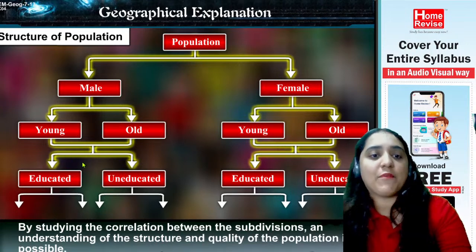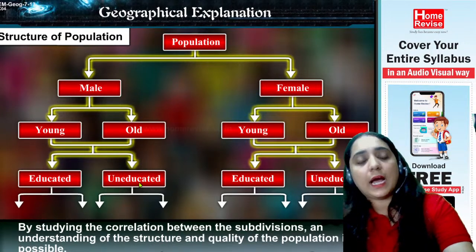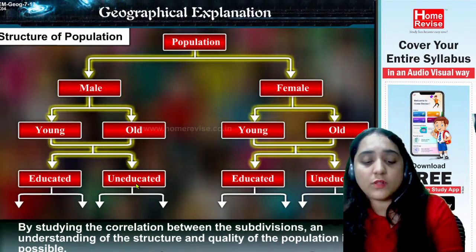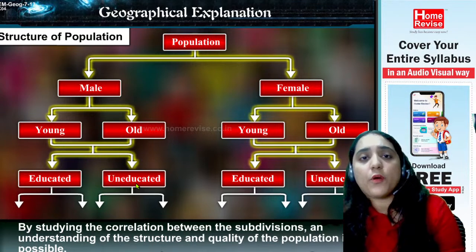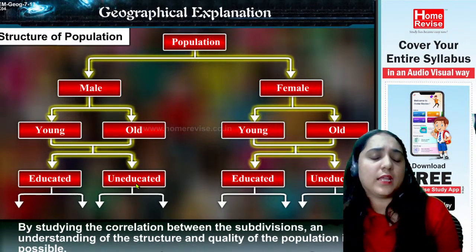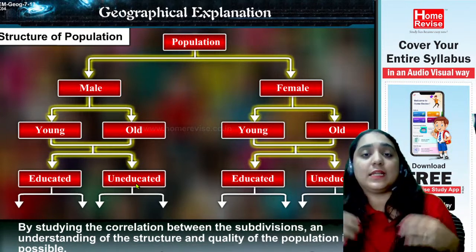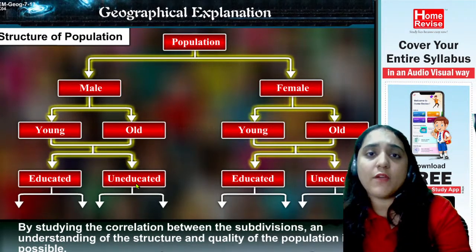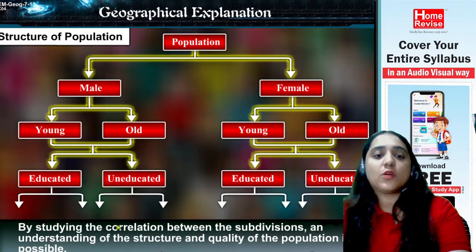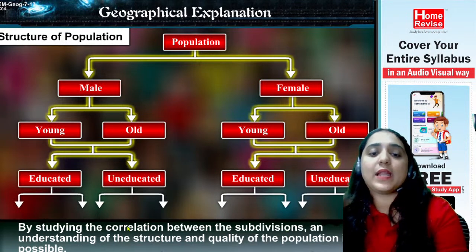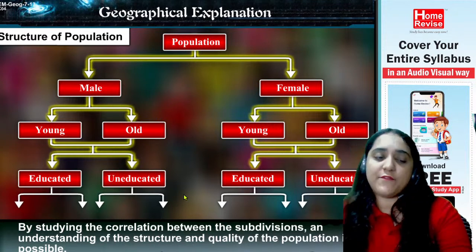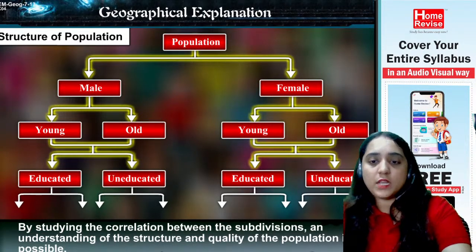Now, both can be further divided into the educated ones and the uneducated ones, how many are educated and how many are not. It also depends, so now this education plays a very important role in the development of a particular area. If more educated people live there, the area, the city, the particular place will flourish. The chances of development there are comparatively higher. So by studying the correlation between the subdivisions, we can understand the structure of the population, the quality of the population, everything can be understood.